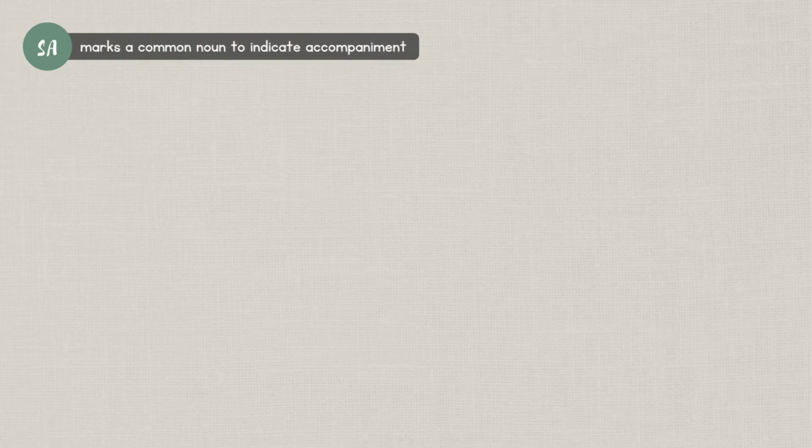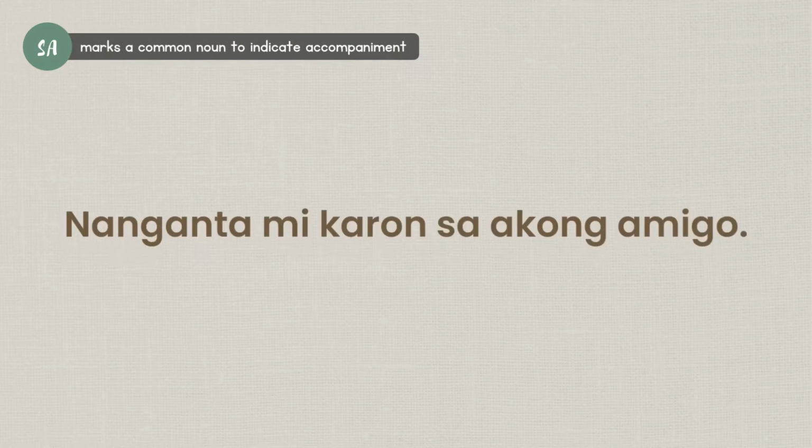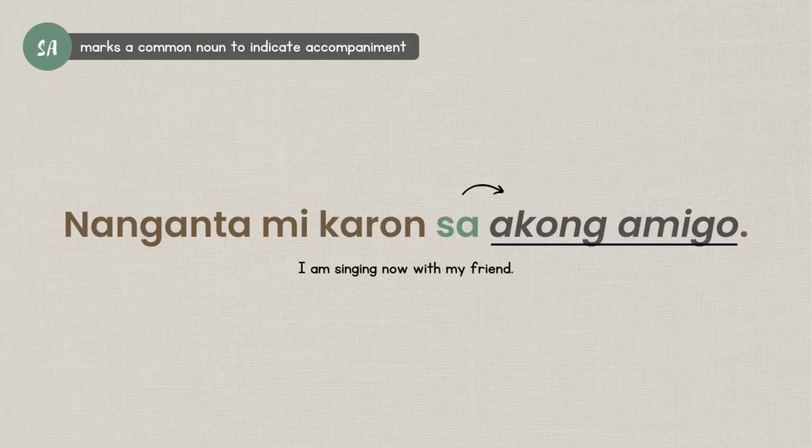Sa can also mark a common noun to indicate accompaniment. Nanganta mi karon sa akong amigo. I am singing now with my friend. The sa here marked akong amigo as we are marking my friend to be my companion in singing right now.